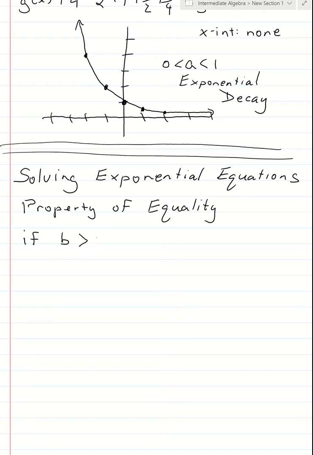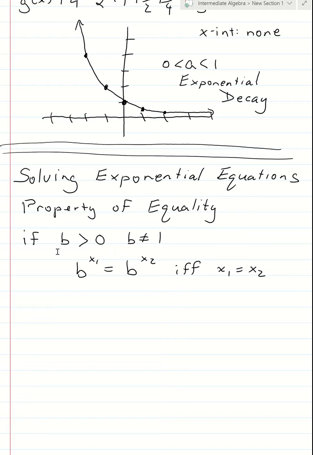If b, once again, is a number greater than 0, and as long as it's not equal to the number 1, b to the x sub 1 power will equal b to the x sub 2 power if and only if x sub 1 is going to equal x sub 2. So this is the property of equality that we're going to use to solve exponential equations.